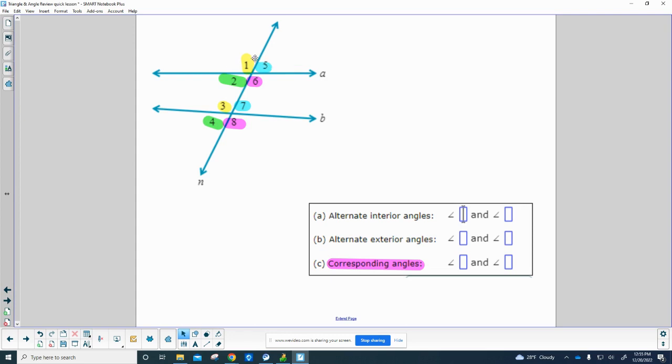So the next one is corresponding angles. These are angles that are in the same position on this diagram. It's like 1 and 3 are both in the upper left-hand corner, 5 and 7 upper right-hand corner, 6 and 8 lower right-hand corner, and 2 and 4 in the lower left-hand corner of my diagram. These are called corresponding angles, and you could just pick any 2 you wanted, such as 1 and 3, and write them down for your answers.